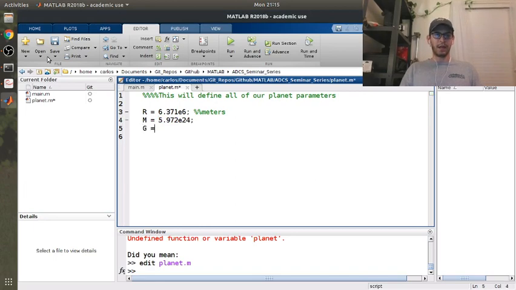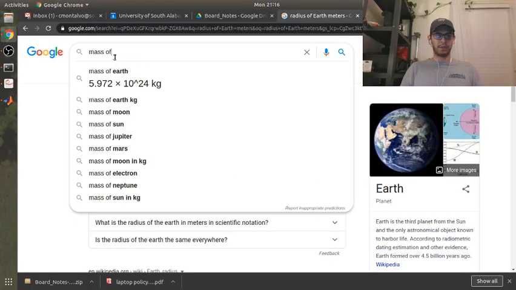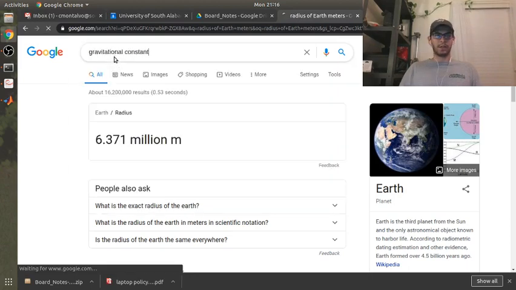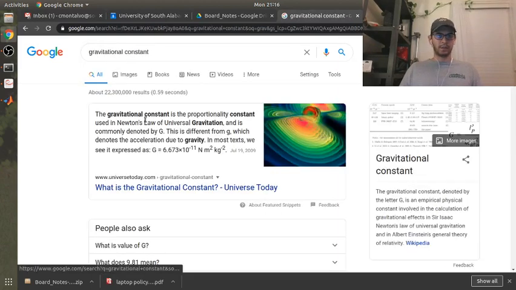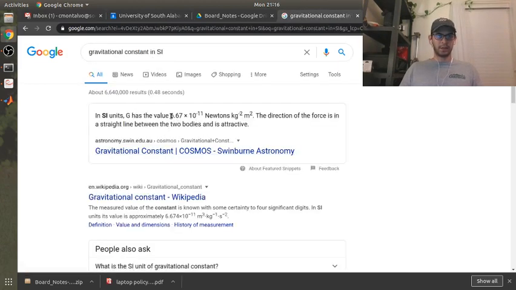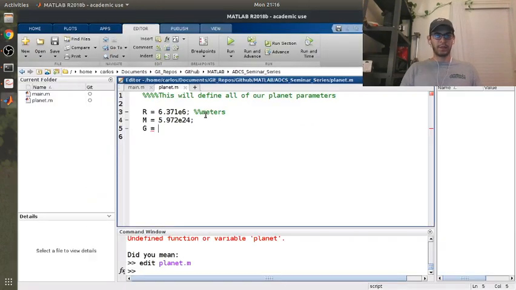From here, I also want the gravitational constant, in SI. Let's see, 6.67 E-11. And this is in kilograms, and this is in some SI unit. It doesn't really matter. I'm also going to compute mu, which is G times M.